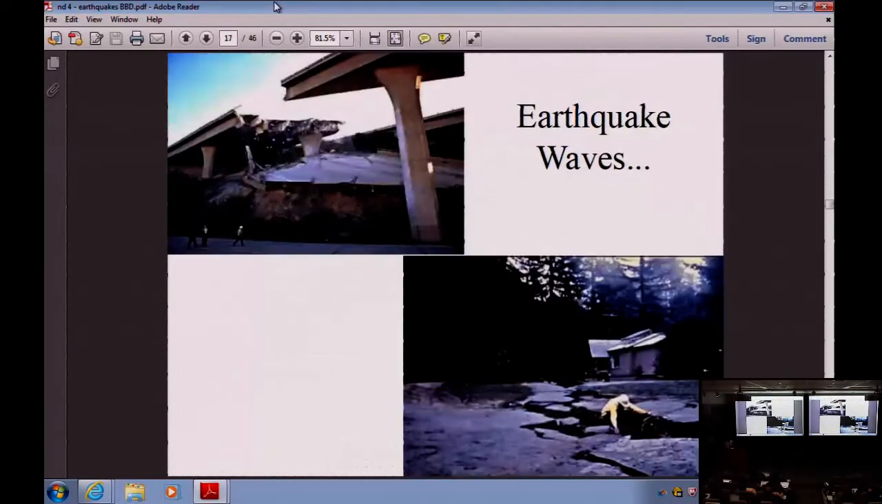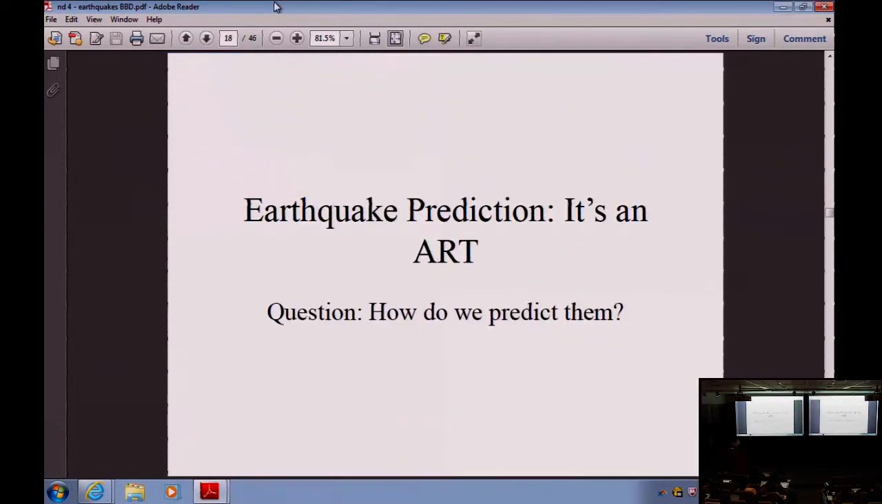So let's look a little bit more about the waves, really from a qualitative and from a land use point of view. We'll look at what happens in these waves. What happens when these waves are going through the subsurface? And also, now, we're going to look at how we can predict earthquakes.